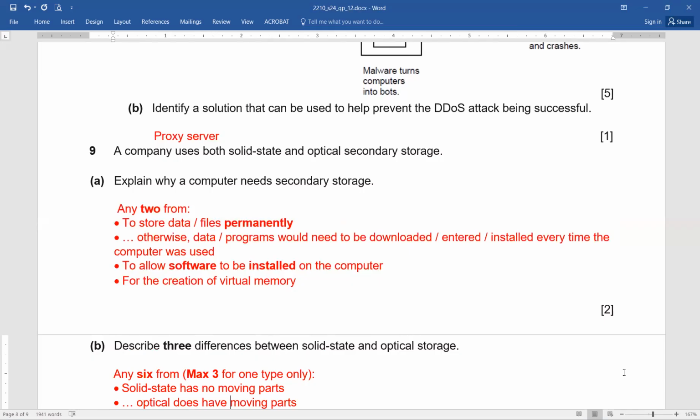Okay, that's great. HDD and SSD, exactly. Now, describe 3 differences between SSD, solid state, and optical storage. Now here, very quickly, can we recall and write down the key points regarding the differences between solid state and optical? And then we will discuss.